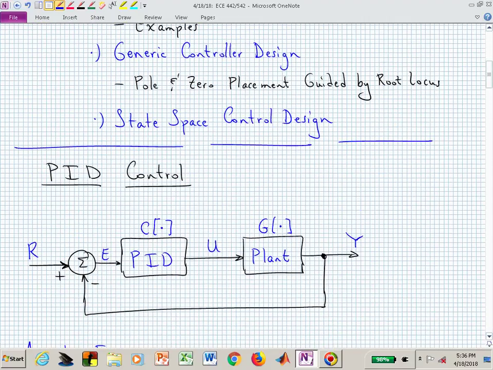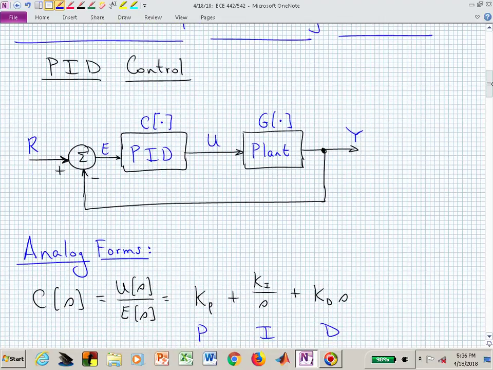PID control is fitting into the structure that we've had all along. Here you can notice that I haven't explicitly put any arguments on the signals. There's not an S or a Z. This can be applied in the analog case or the discrete time case. And what we will do is first show what it looks like in the analog case, and then we'll move into the discrete time case.